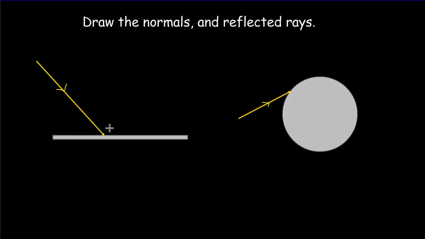So let's start by drawing our normals. Quite easy on the first one. We just need a line that's going to be perpendicular to the mirrored surface that goes through the point where the incident ray strikes the mirror.